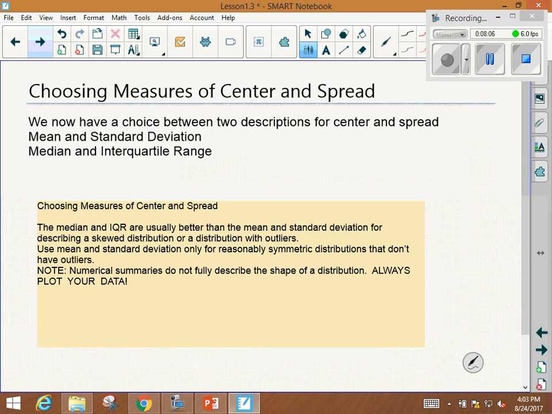All right, we're going to choose measures of center and spread. Remember, I've talked about what happens to median and mean for skewed data, right? For skewed data, we're going to want to use median instead of mean as a measure of center. And IQR is going to be a better measure of spread, right, for our skew distribution.